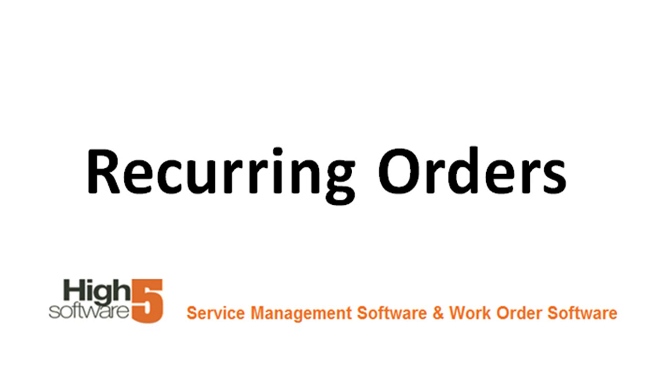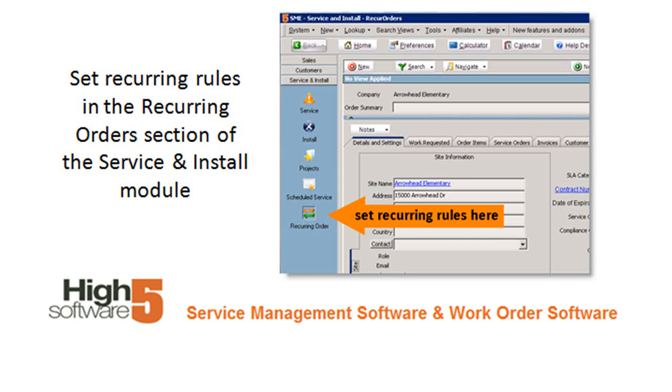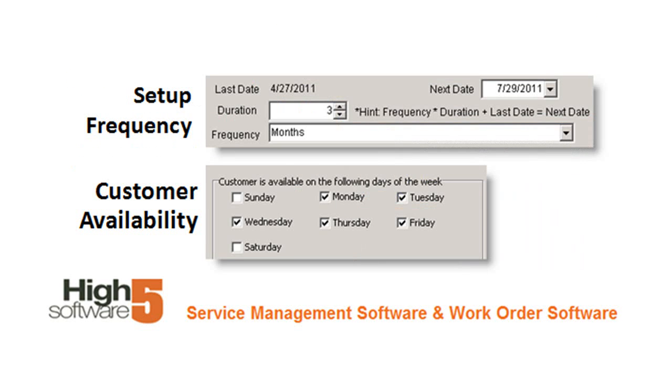Recurring orders generate service orders on a recurring basis. For example, every quarter or every month, you may need to send a technician out to inspect equipment. You set the rules for how frequently SME generates the service order in the Recurring Orders section of the Service and Install module. When you create a recurring order, you'll need to select the frequency of the service and what days of the week your customer is available. SME will calculate the next service date and generate a service order.